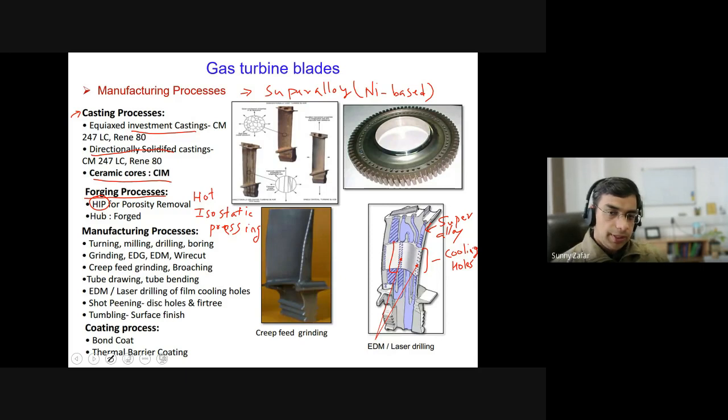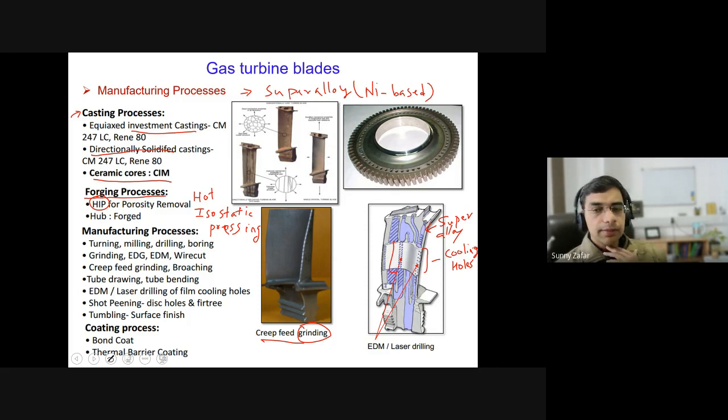Then to create the final surface finish, of course surface processing is required. So we all know what is grinding. I'm sure everyone might have seen a grinding wheel, but in this case, we are not using a simple grinding method. Rather, we will be using creep feed grinding. Creep feed grinding is a grinding process where feed is kept very high, and we'll see the details of CFG, the creep feed grinding process, which is a surface finishing process used.